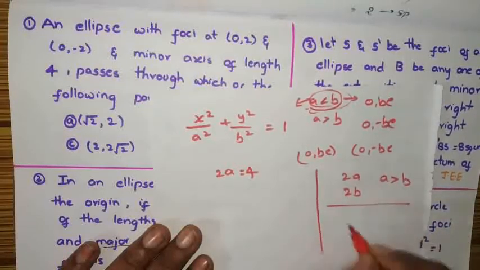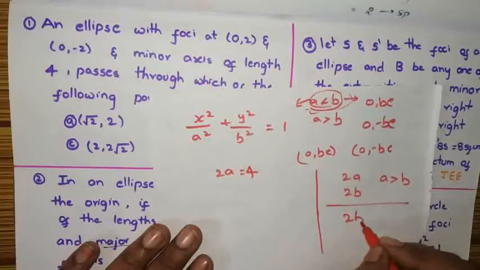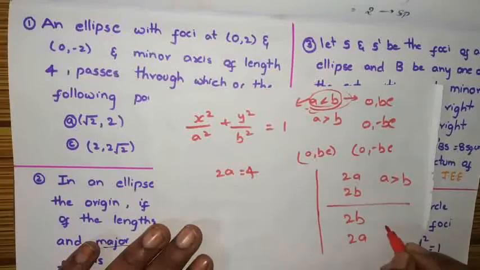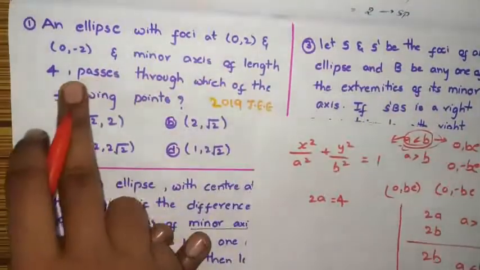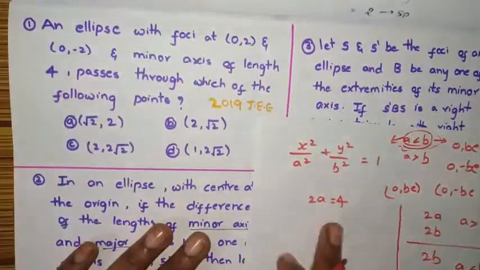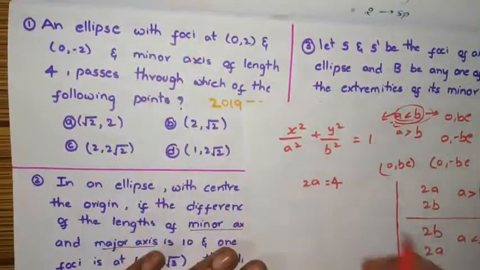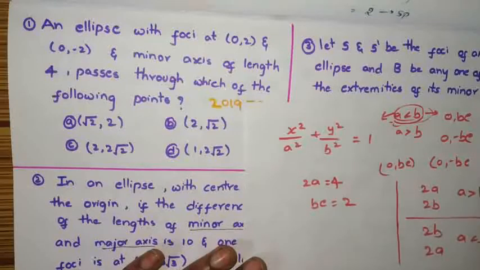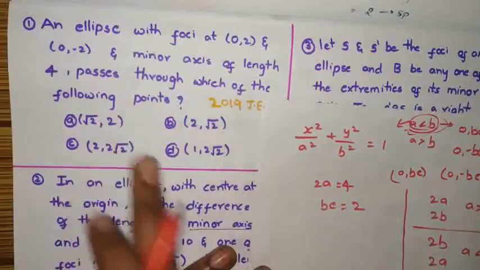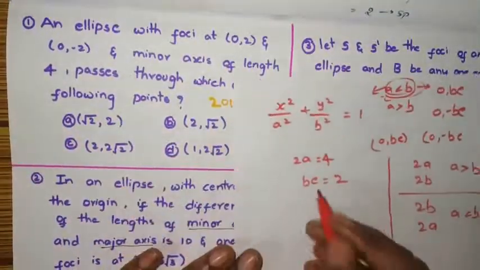And the length of major axis will be 2B and length of minor axis will be 2A for A less than B, okay? Here length of minor axis will be 4. And what are the foci given? So BE is equal to 2. Take this. Okay, now which of the following points do we see?